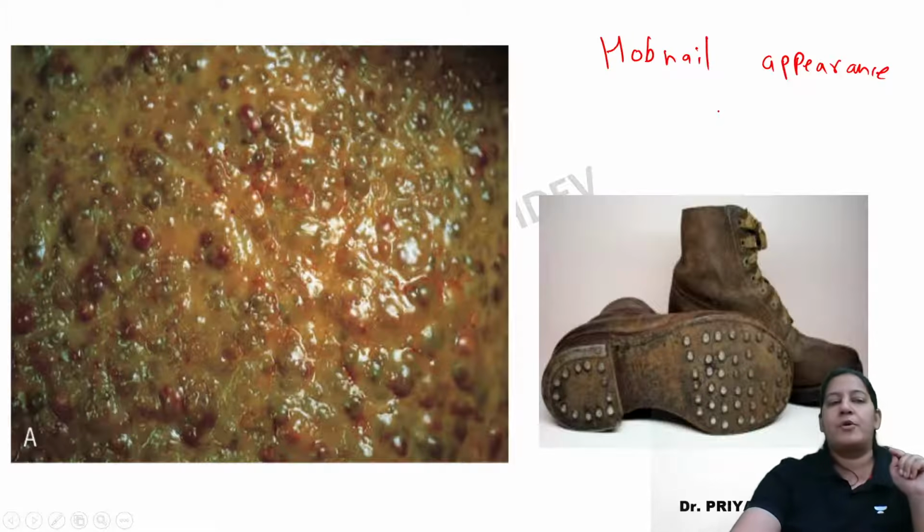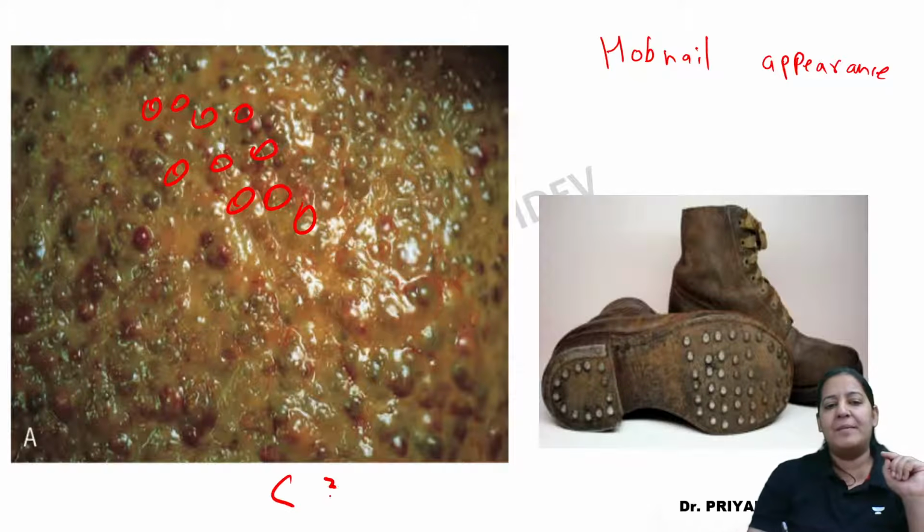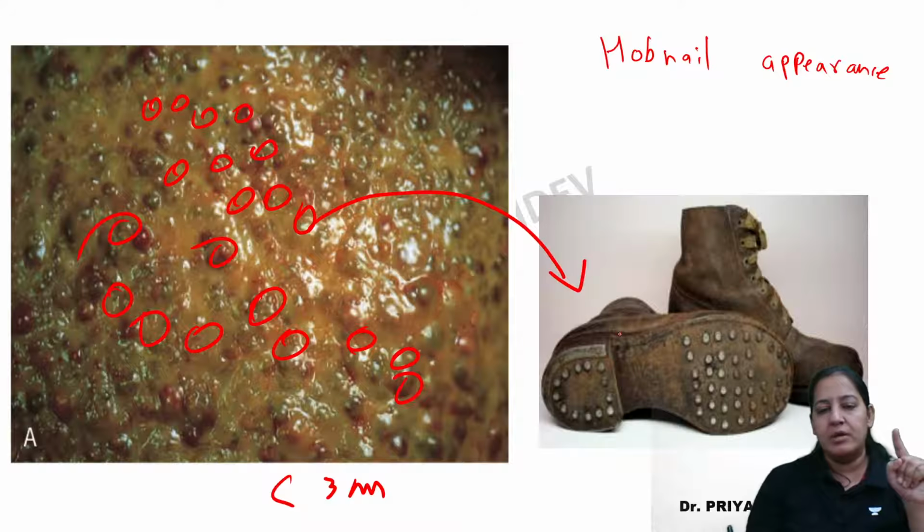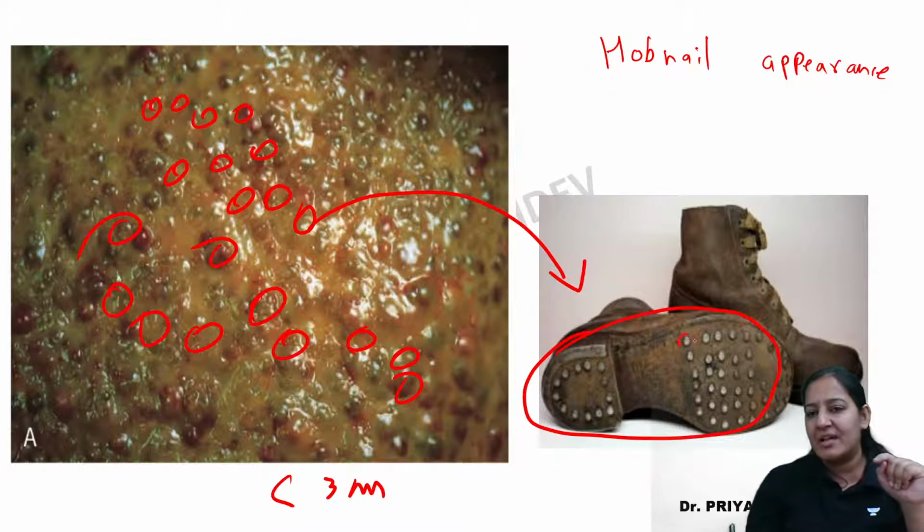The gross is also important. So look at the gross. In cirrhosis, the entire liver is converted into micronodules. See, all the nodules are less than 3 millimeters in size. So it is known as micronodular liver. Have you got it? So all the nodules are less than 3 millimeters. It is looking like the sole of a shoe. Have you seen such shoes? The sole of the shoes contains nails.